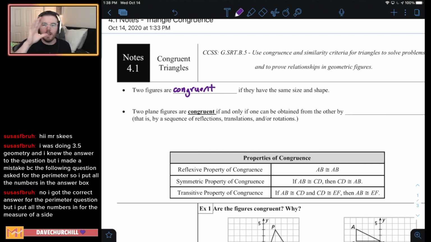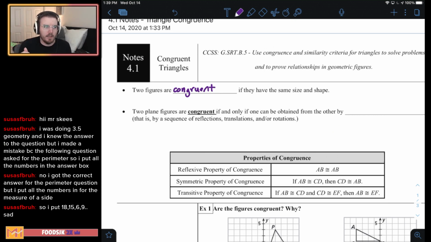So when you reflect something, rotate something, or translate something, the image and the pre-image are congruent because they're the same size and shape. When we dilate something and make it bigger or smaller, the pre-image and the image are not congruent because they might be the same shape, but they're not the same size.